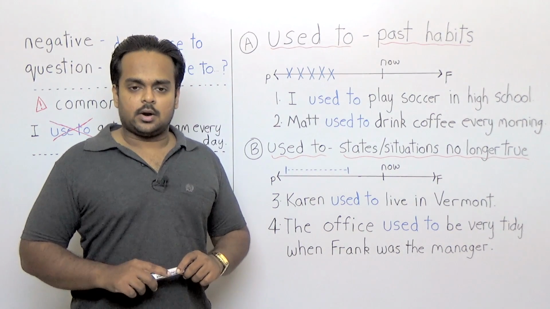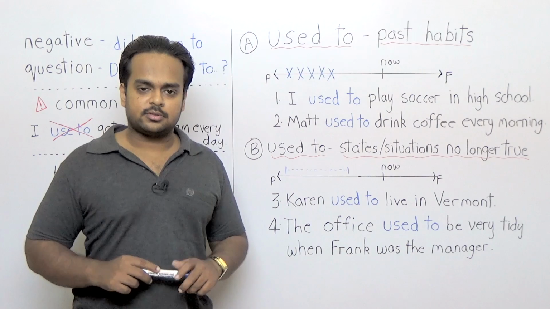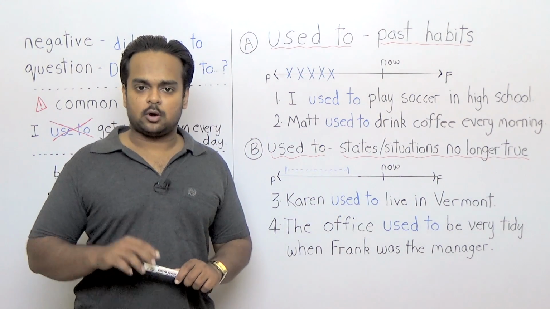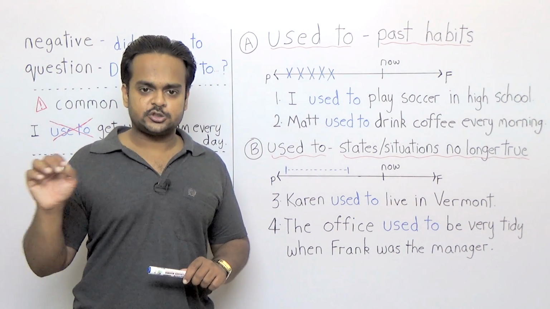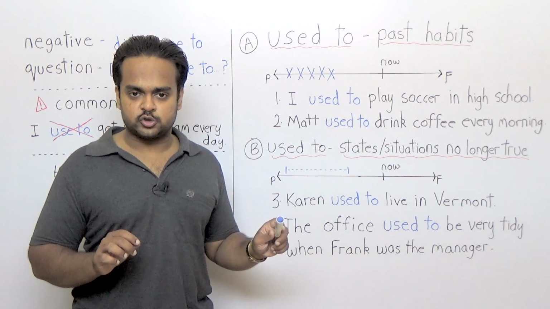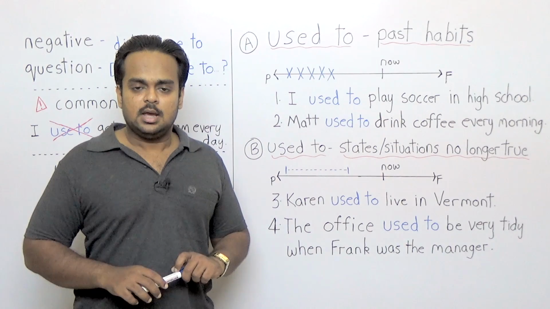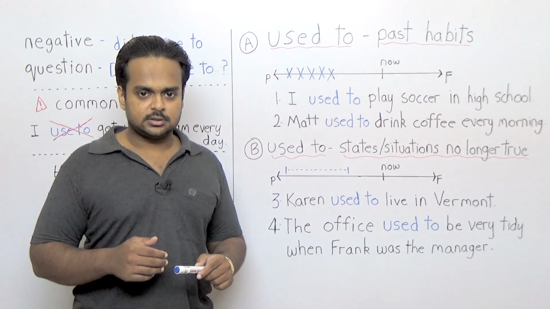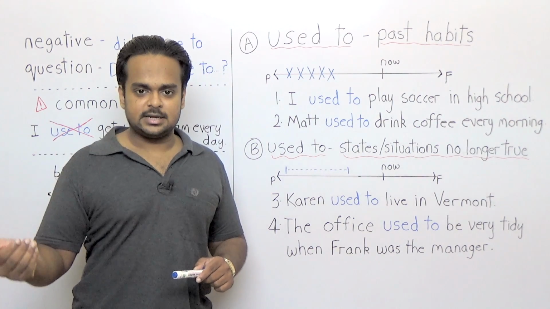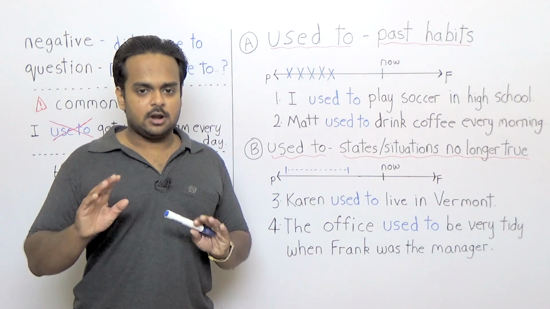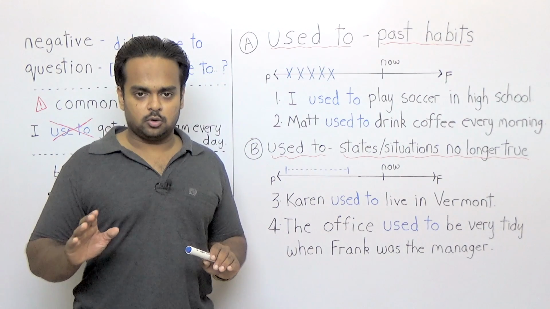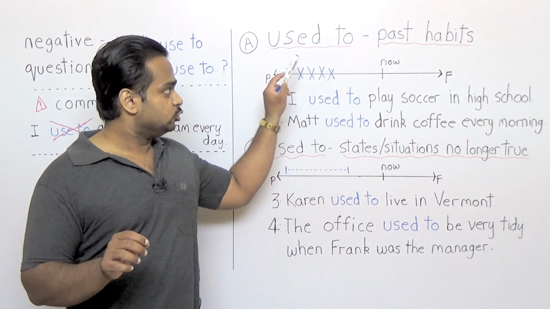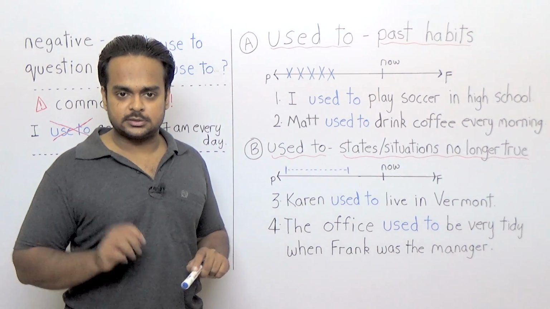Alright, now the first and most important thing that you need to keep in mind is that "used to" talks about the past. It doesn't talk about the present or the future, it talks about the past. Now there is one situation where you can use it to talk about the present, but I will tell you what that is at the end of this video. But it's not that common, so you don't have to really worry about it. Just remember that we use "used to" talk about the past.